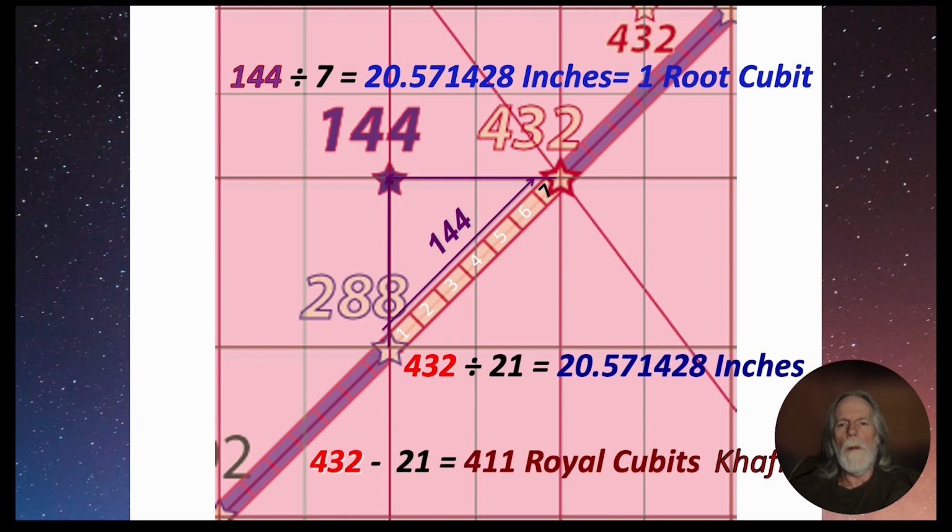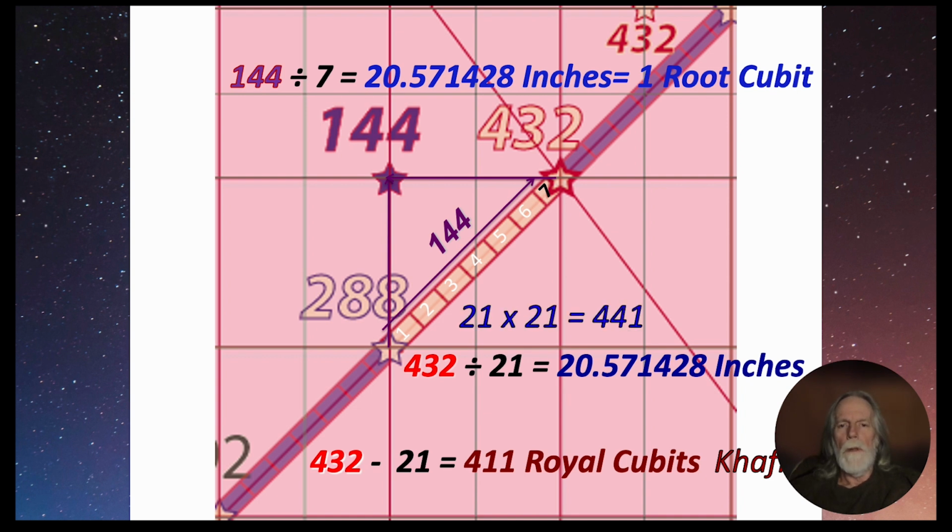And beginning with the number 432 and subtracting 21, we end up with 411. This number is assigned as royal cubits, setting the scale of the 9 units. 411 times 9 equals 3,699 royal cubits for the overall dimension of the 9 by 9 grid. Royal cubits are derived from root cubits, and it will be explained in the following slide.